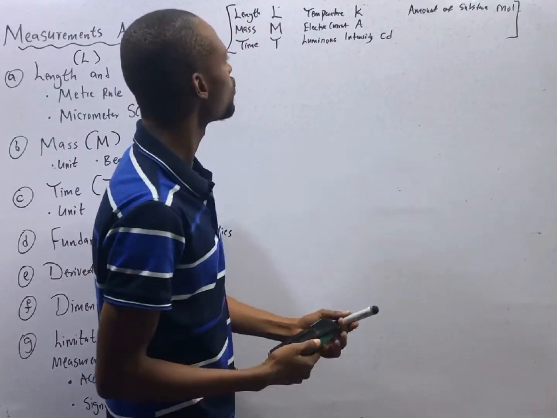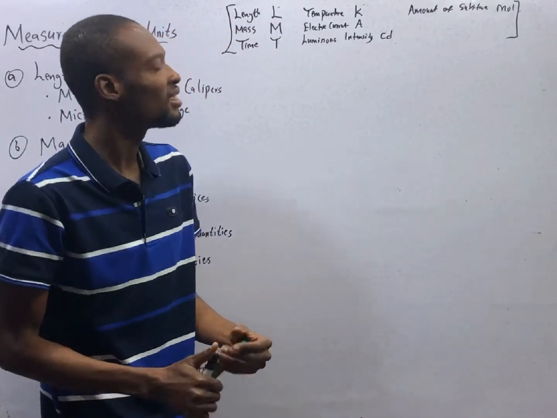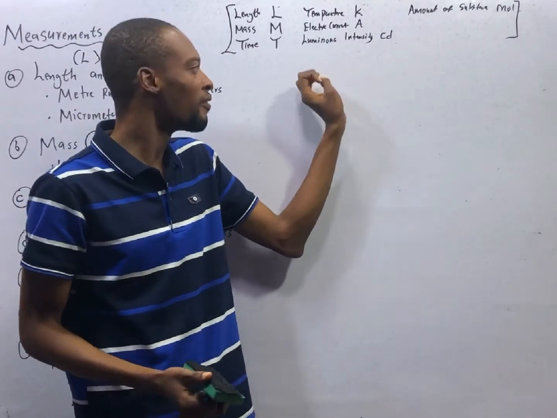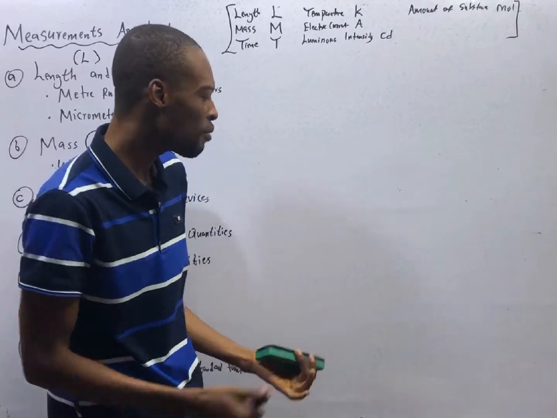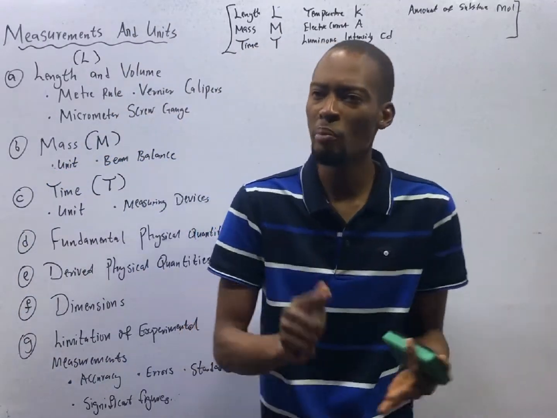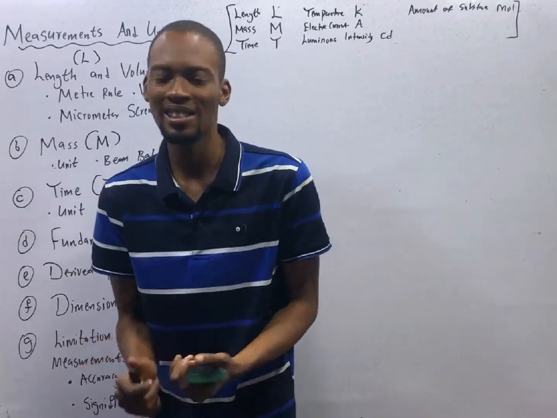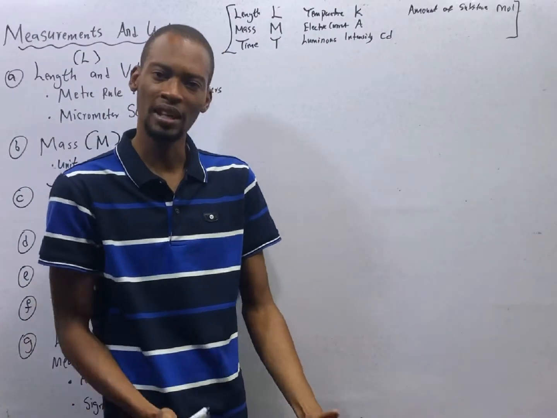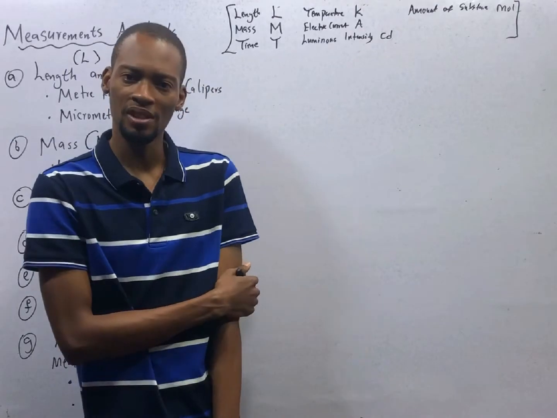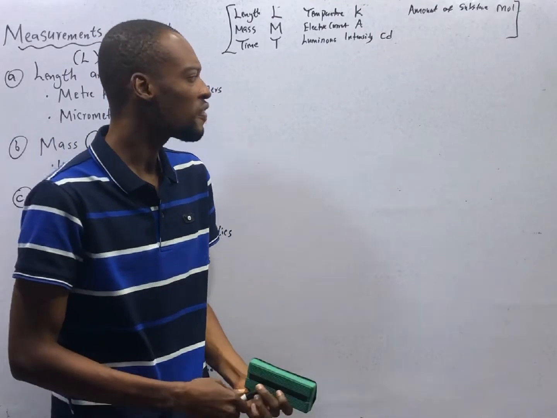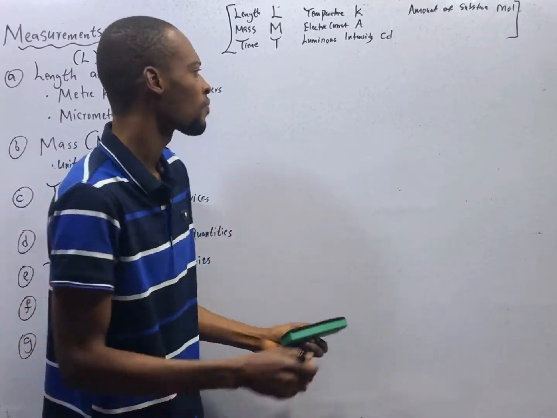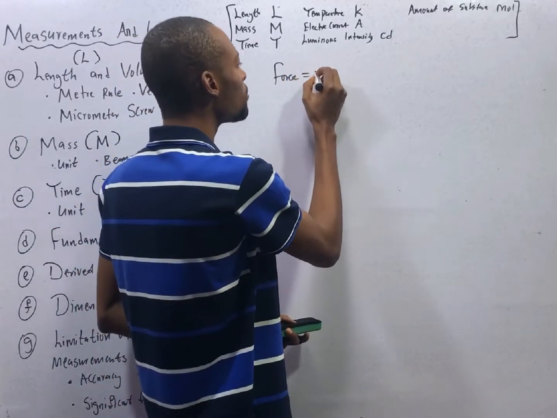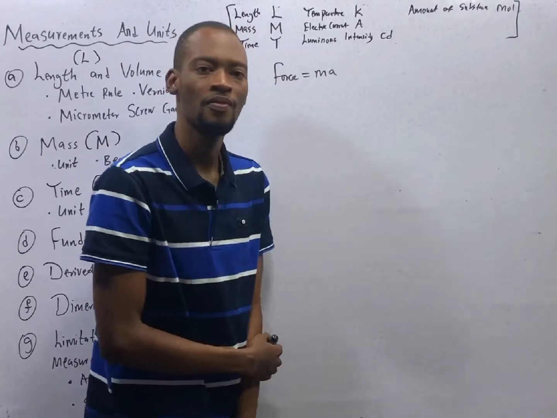Then I told you that we have 7 main fundamental quantities. Any other quantities in physics apart from these are derived. Examples: force, acceleration, momentum, velocity. All these are derived quantities. To get the dimension of derived quantities or their formulas, you need to know the definitions and what they are made up of. If I say, what is force? You tell me that force is mass times acceleration.